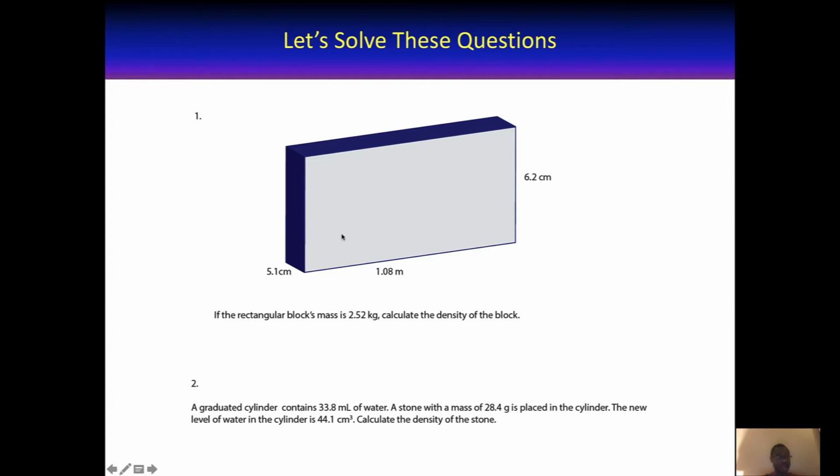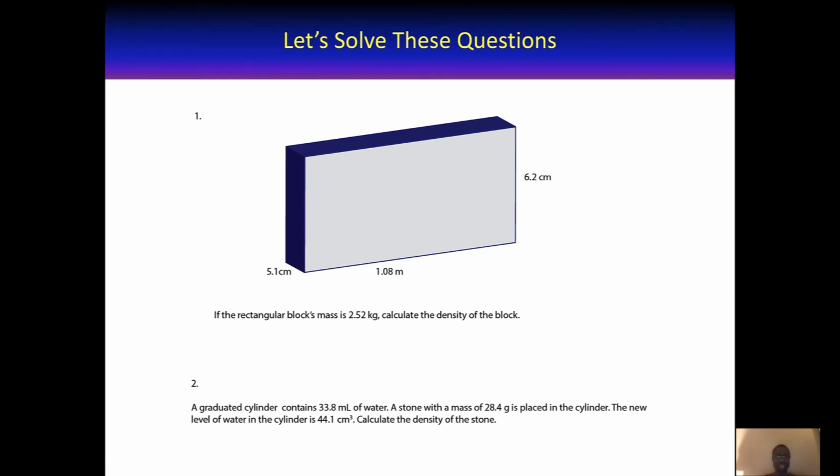To find the volume of the block, since this is a regular block with well-defined dimensions, we can easily find the volume of the block. The volume of a rectangular block is calculated by multiplying the width by the length by the height. So we have the width here, which is 5.1 centimeters. We have the length, which is 1.08 meters. And we have the height, which is 6.2 centimeters.